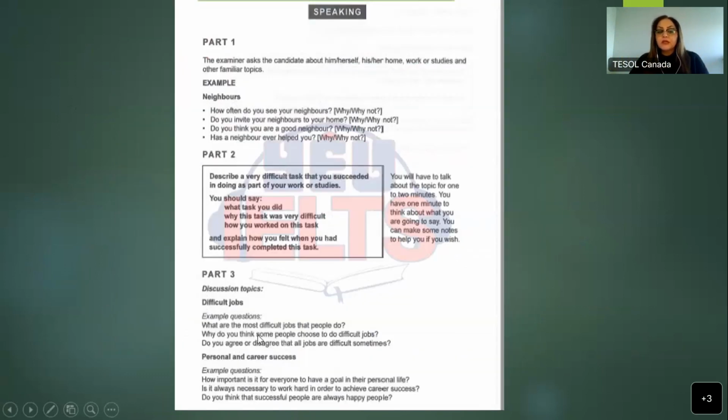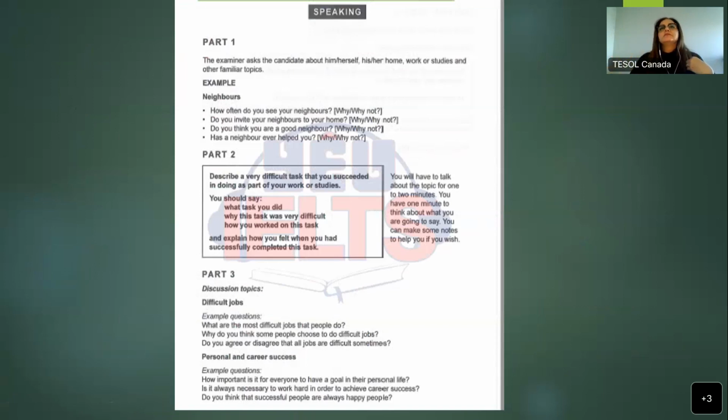Then part 3 is a discussion topic, with more subjective kinds of questions. So you can bring up reasons, examples, comparing things. Here it says, what are the most difficult jobs that people do? Or why do you think some people choose to do that? What about in old times and recent times? So you have to compare it. Do you think people were more successful in the past than now? So this kind of question.